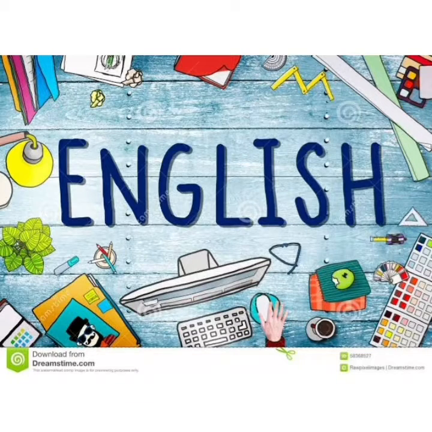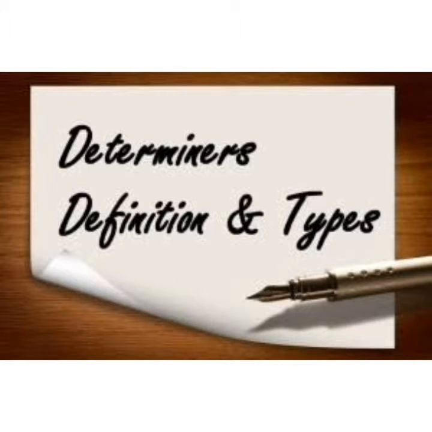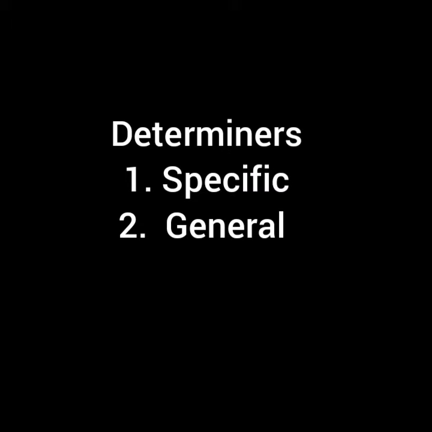Today let's see the lesson Determiners in Grammar. Now let's see its definition and its types. A word that determines or limits a noun or a noun phrase is a determiner. It always comes before a noun. It is divided into two broad categories. They are specific and general.